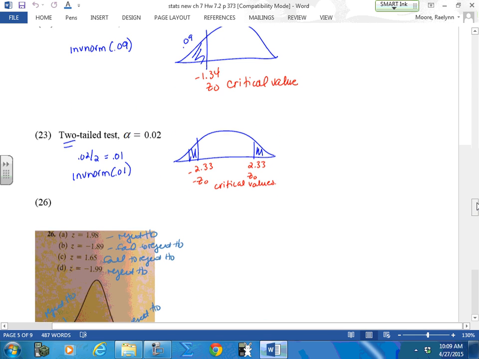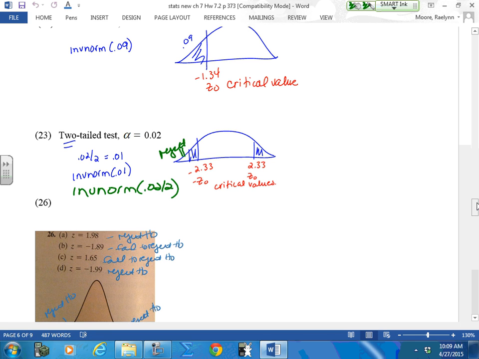A two-tail test, you're sharing, that's 0.02. So inverse norm, either 0.02 divided by 2 or just 0.01. You can put the 0.02 divided by 2 right in your inverse norm. That's what's nice about the inverse norm. You can put it right in there. Because it's two-tailed, you have to share it. Right. Now both of these are reject H0. This is fail to reject H0.